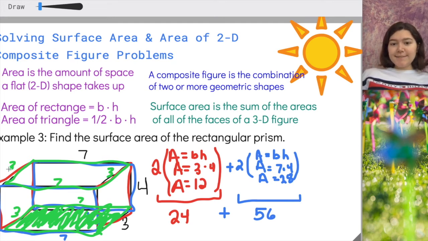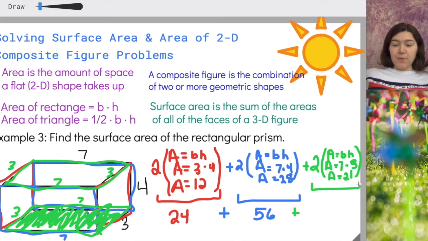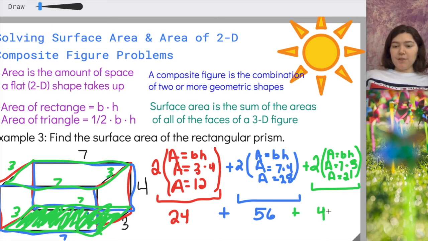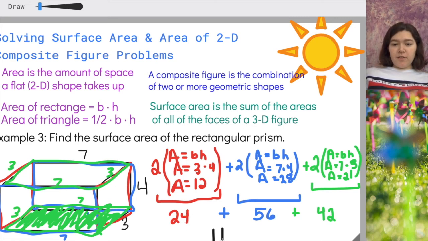So I'm going to find the area by multiplying 7 times 3, my base and my height. What is 7 times 3? 7 times 3 is 21. Okay, so that's the area of one of my faces here, like either the top or the bottom. And then I have 2 of them, so I need to multiply that by 2. 21 times 2 is equal to 42. Okay, and then when I add these up, 24 plus 56 plus 42, so the total surface area is 112 units squared.